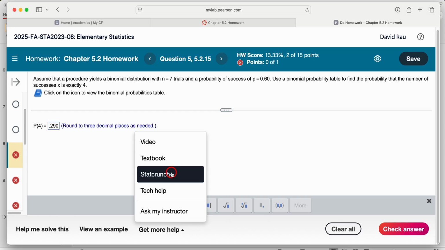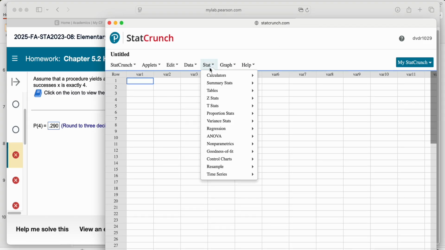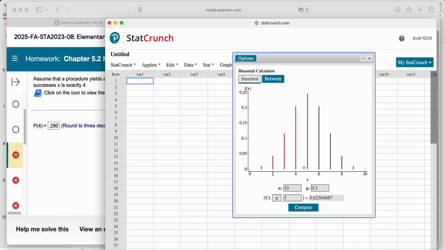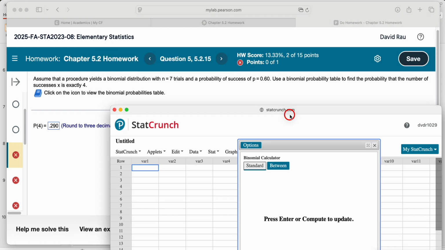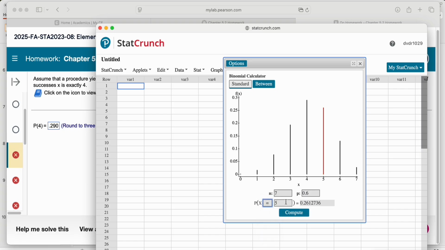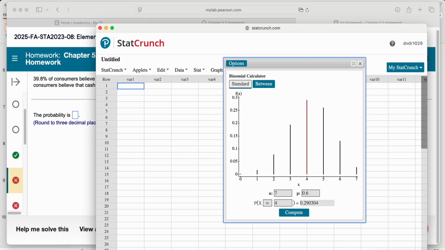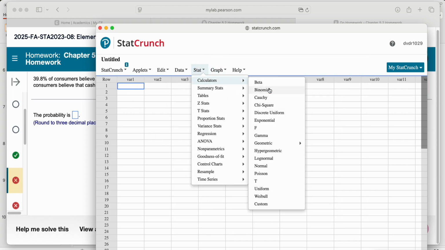But let's just see how we could do this with StatCrunch instead. We don't need anything here other than to go to a calculator and say that I want the binomial calculator. From there, what did I want? Out of 7, and a probability of 0.6, I wanted exactly 4, and there it is, 0.290 as well. So, pretty cool, you can do it either way.